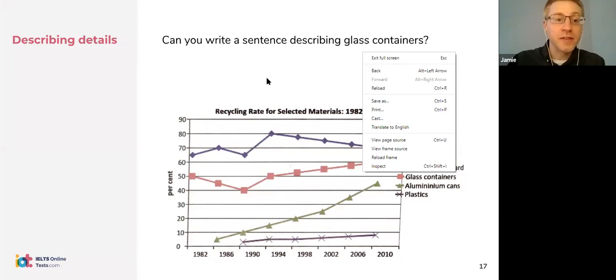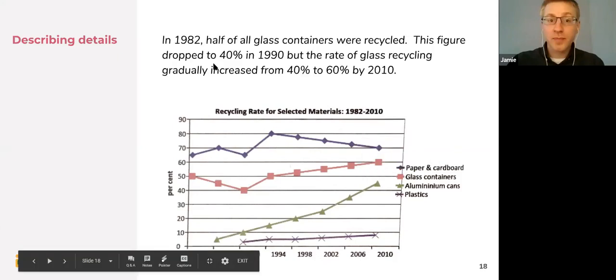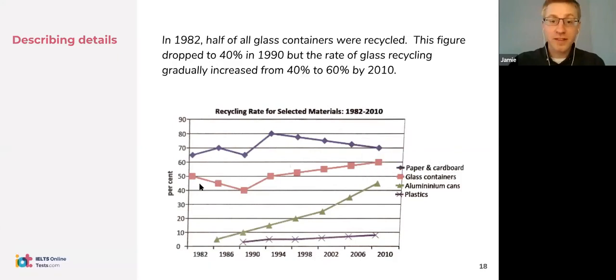Very good. I'm going to share with you one example here so that you can see something I've prepared before. So in 1982, half of all glass containers were recycled. This figure dropped to 40% in 1990, but the rate gradually increased from 40% to 60% by 2010.